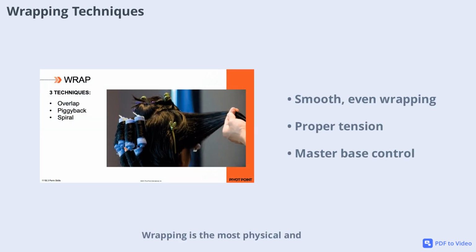Wrapping is the most physical and time-consuming part of the perm service. Hair must be wrapped smoothly and evenly around each rod, using the right tension without overstretching. Understanding various wrapping techniques and base control concepts is key to achieving consistent, beautiful curls.